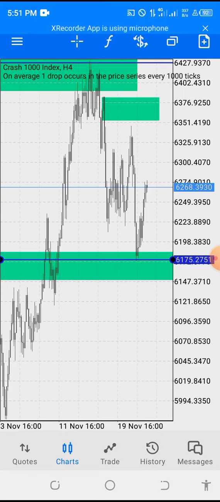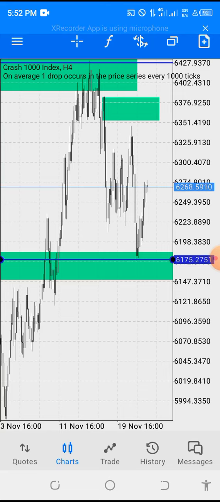Yes, I do buy and sell crash. I buy crash, I sell crash also, without getting caught by those spikes or anything. So don't try to scalp. Stop scalping on crash and boom. It is very, very dangerous. You can scalp on volatility indices, other indices, but crash and boom is very, very dangerous to scalp. So you don't want to do that. What you do here is mark out these key levels, then wait for price to reach those zones.